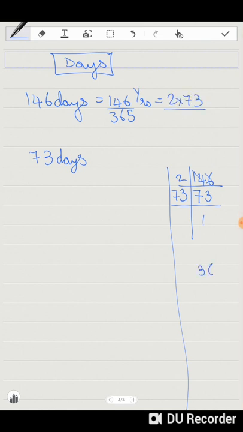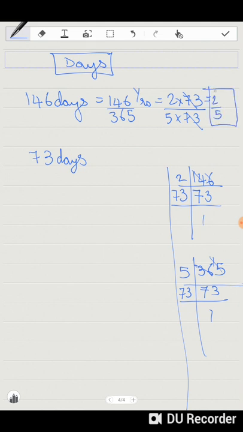Now find out the prime factors of 365. We know it's divisible by 5. 5 sevens are 35, remainder 1, 5 times. So that means it is 5 into 73. Cut. So therefore this is nothing but 2 upon 5 years. So this is good to know information. The 146 days is 2 upon 5 years.